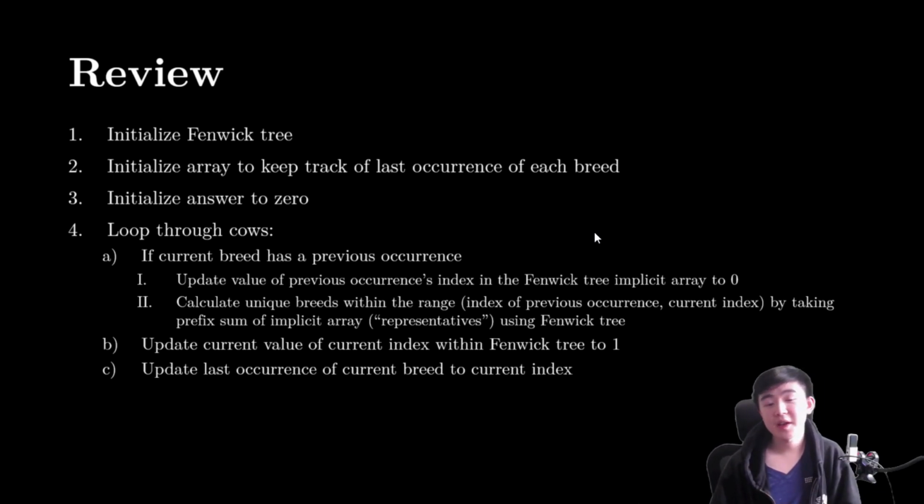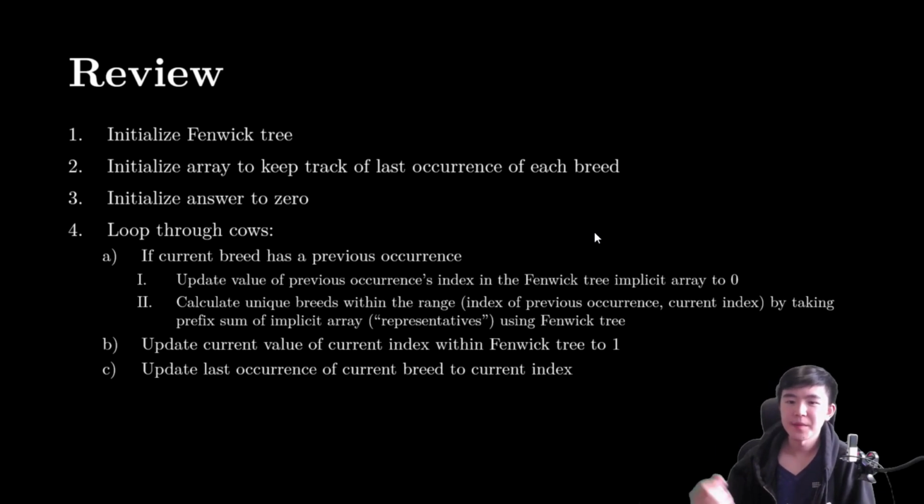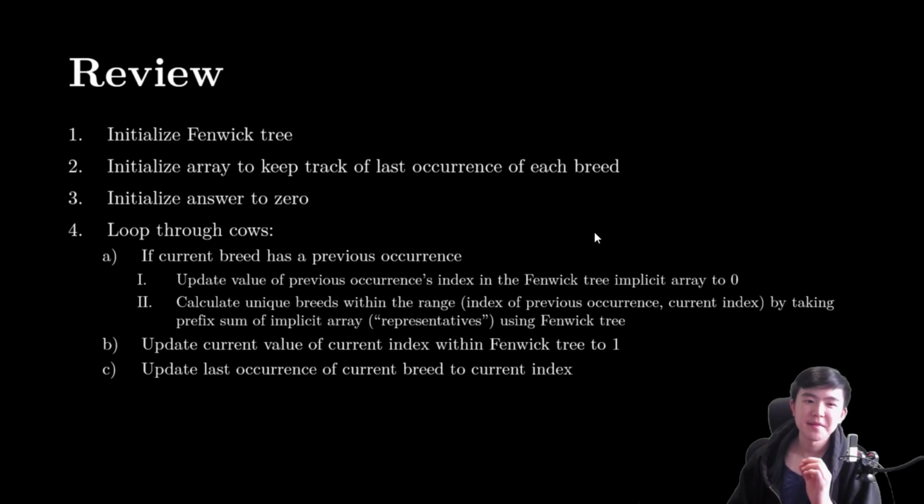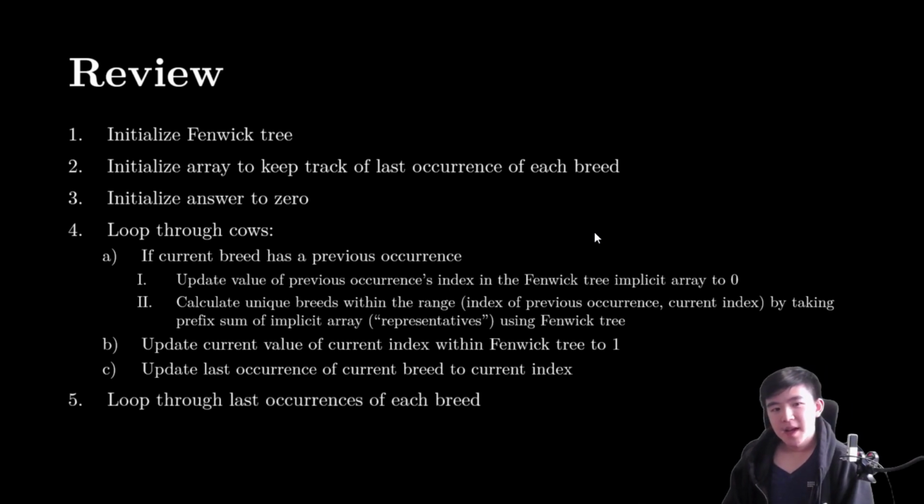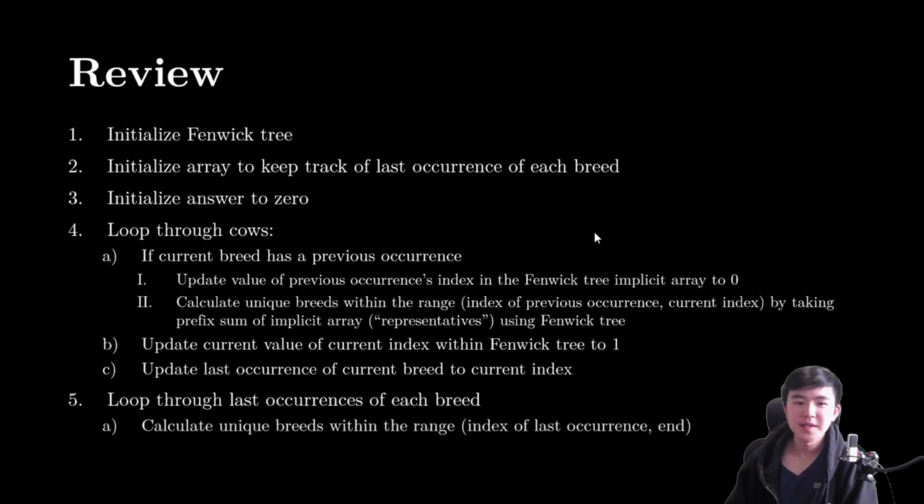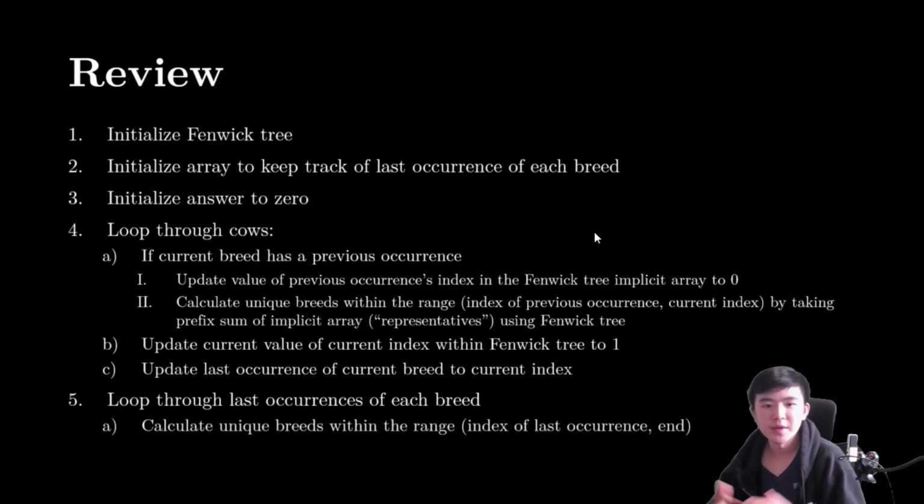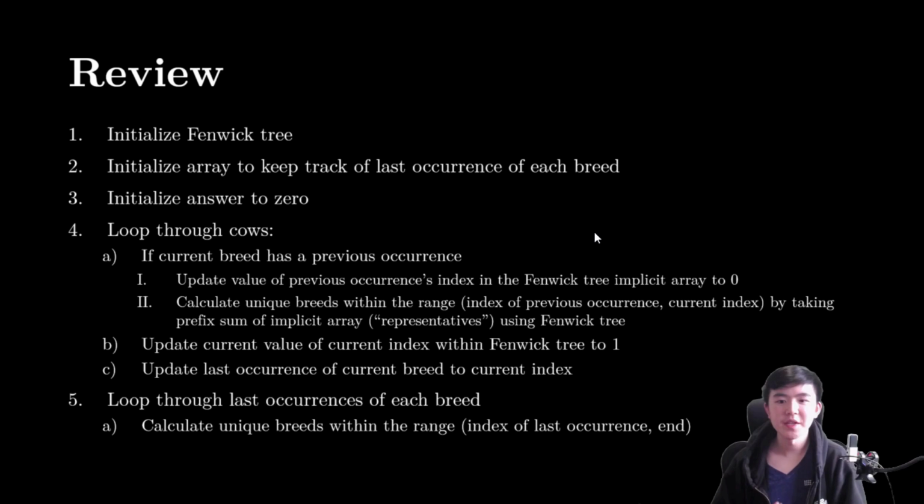Next, we update the current value of the current index within the Fenwick tree to 1. This is moving the representative over. And then obviously we have to update the last occurrence array to keep it up to date. After looping through all the cows, we want to make sure to include all the delegations that have a left leader that is the last occurrence of their breed or that only occur once. So we loop through the last occurrences of each breed and we calculate the unique breeds within the range from the index of the last occurrence to the end, because that last occurrence can be a left leader and it doesn't have any rightwards restrictions. And that's the summary.